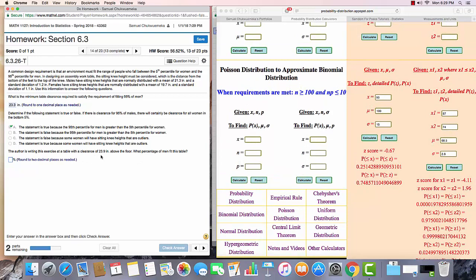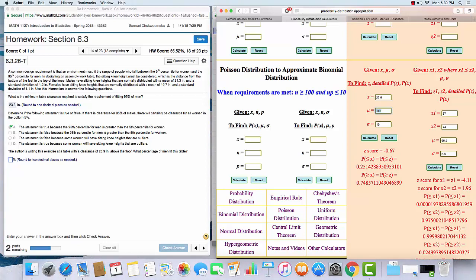And we look at the x in this case, which is 23.9. The mean for the men is 21.3, and the standard deviation is 1.2. Then press the enter key.